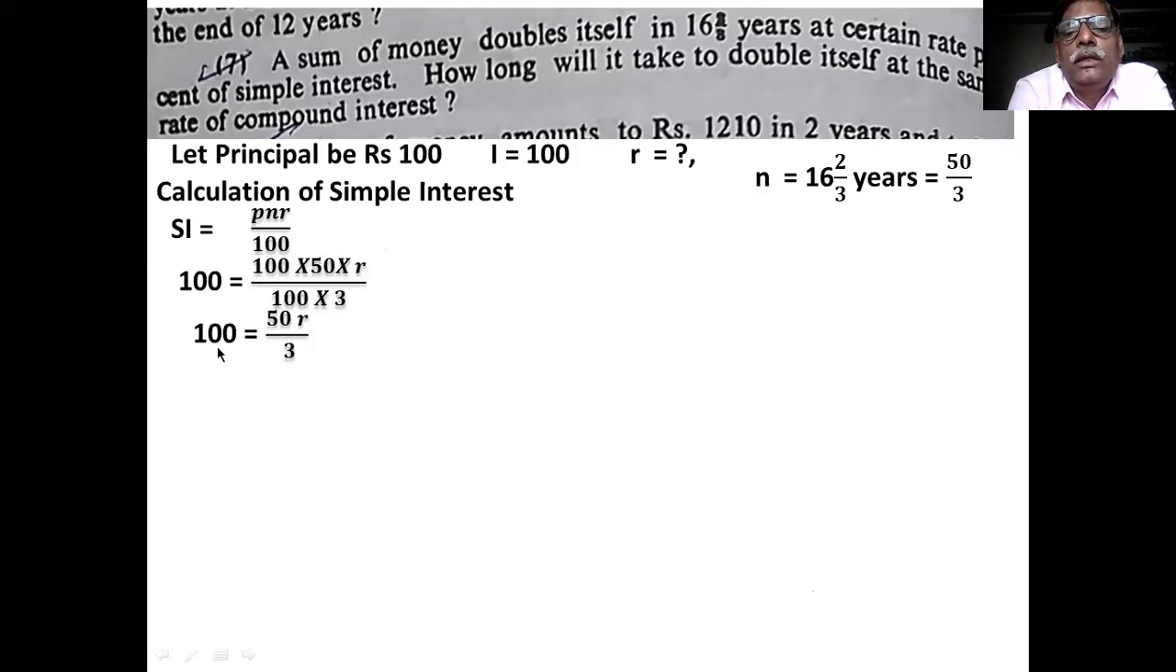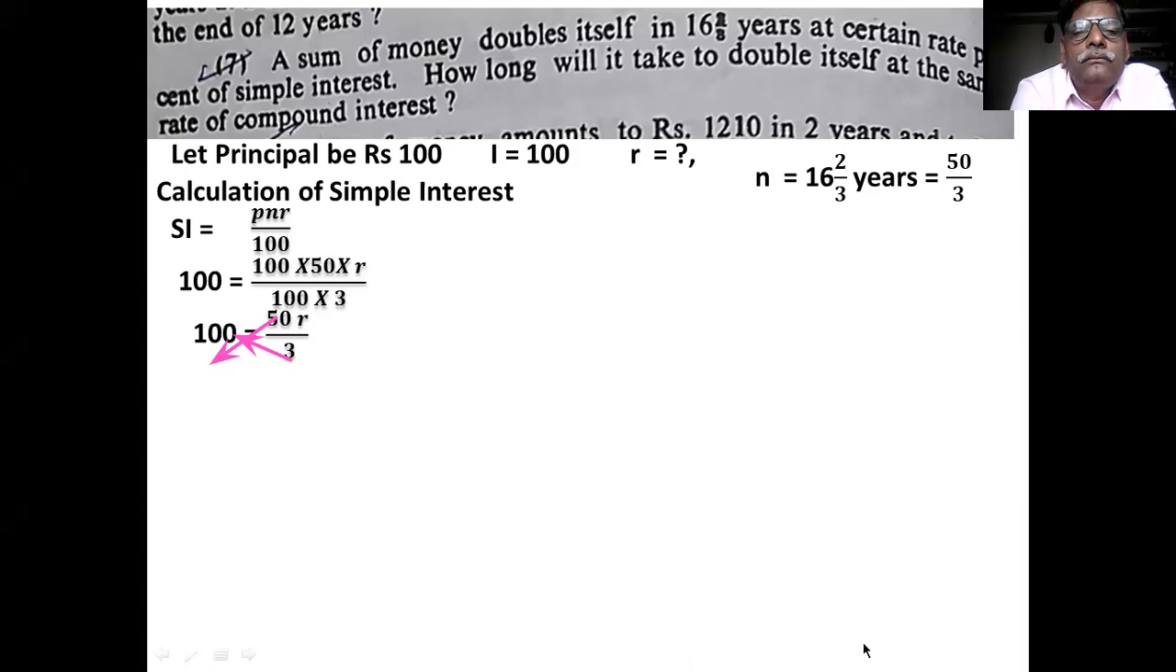So you take this 3 to this side, so it becomes 100 divided by 3. And take the 50 to the denominator place. This 3 goes to multiplication and this 50 goes to the denominator place. So R remains. So R is equal to 100 into 3 divided by 50.